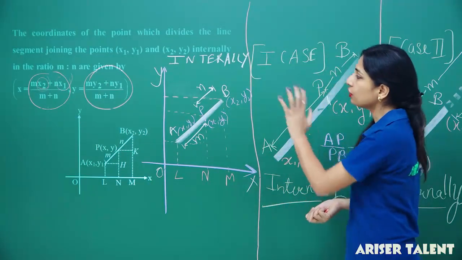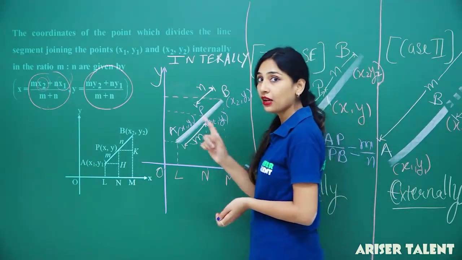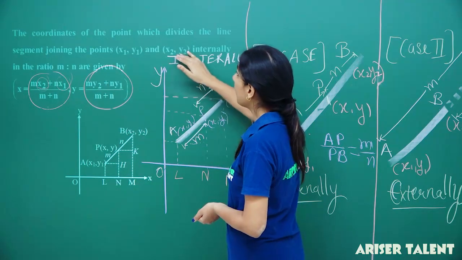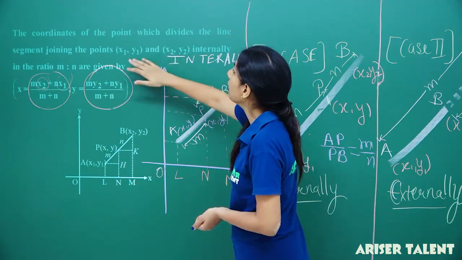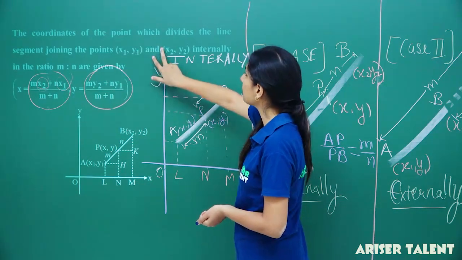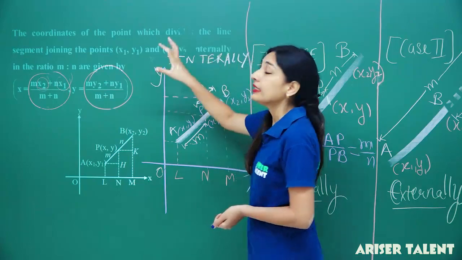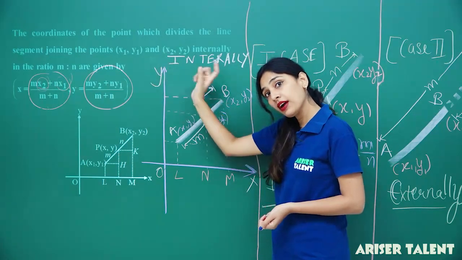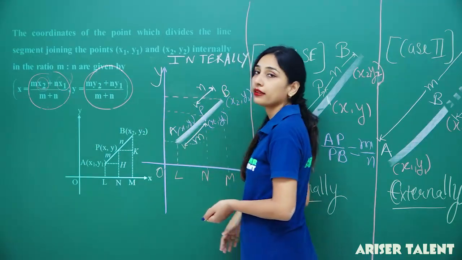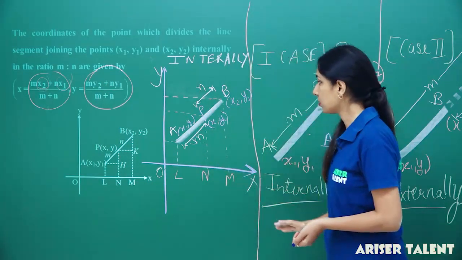Now you're having this formula, on the condition that X2, X1 and Y2, Y1 are two points, and the particular point divides it internally in the ratio M by N. Internally is important. Okay, so this is about that.